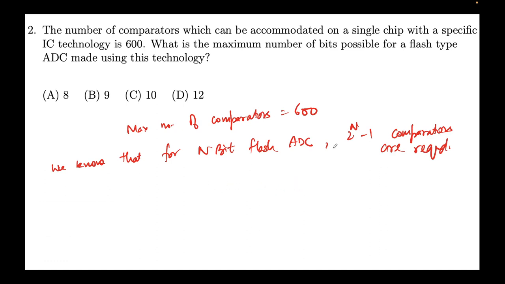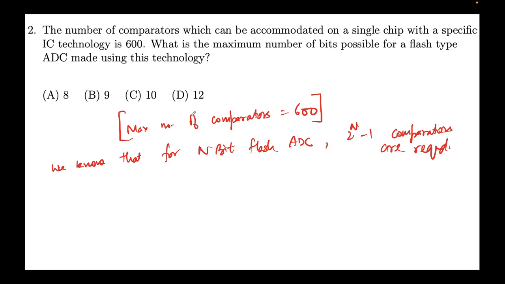Okay, so the question is, what is the maximum number of bits possible for a flash type ADC made using this technology? This means the maximum number of comparators available to us is only 600. All right, so an n-bit flash ADC requires 2^n minus 1 comparators.